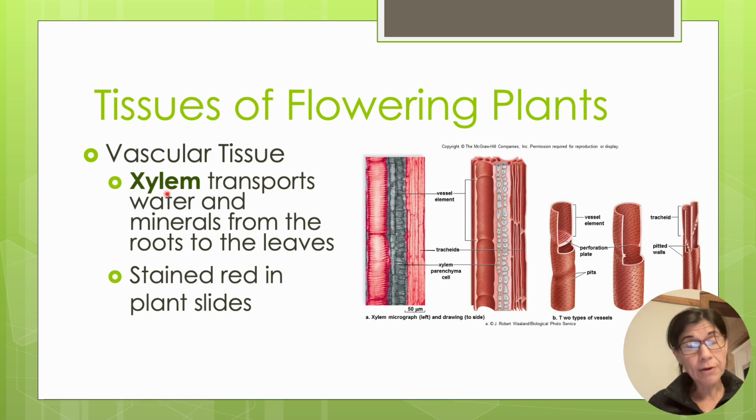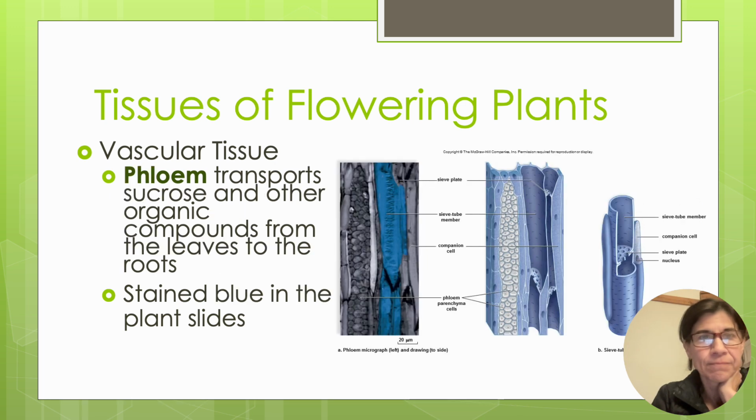Xylem transports water from the roots up the plant in an upward direction, through these hollow-like tubes, these tracheids as we call them, and vessel elements. If you look at them, they're kind of like straws. They just move water upward throughout the plant. It evaporates from the leaf, and that evaporation kind of pulls the water upward. Xylem is stained red on slides. And then we have phloem.